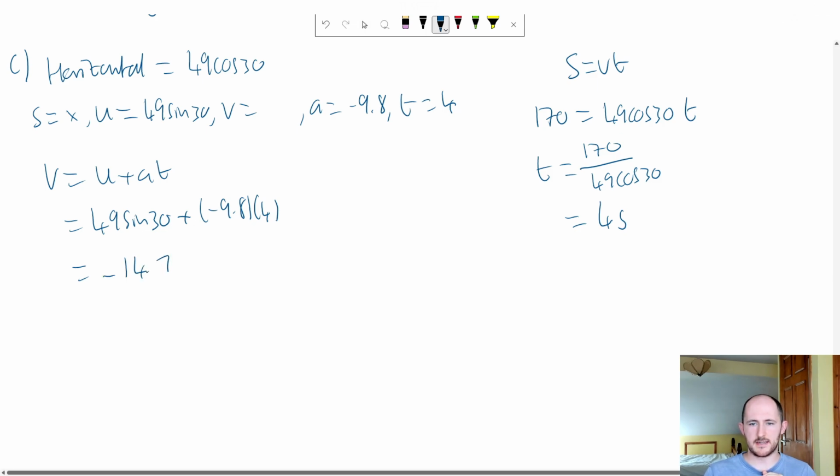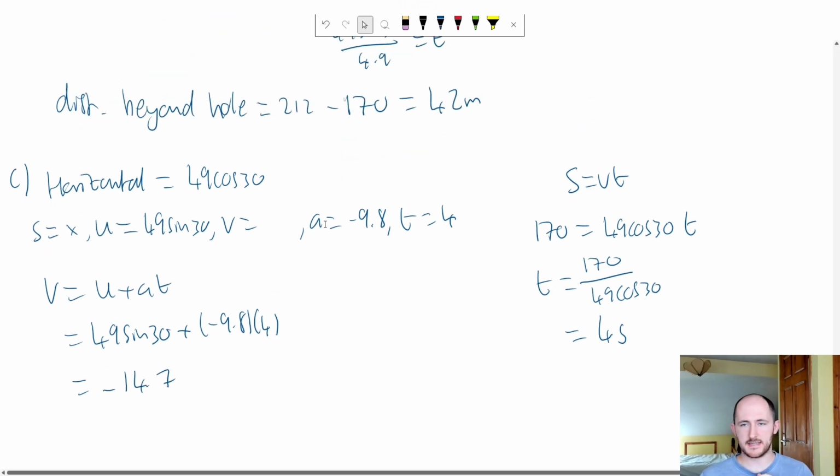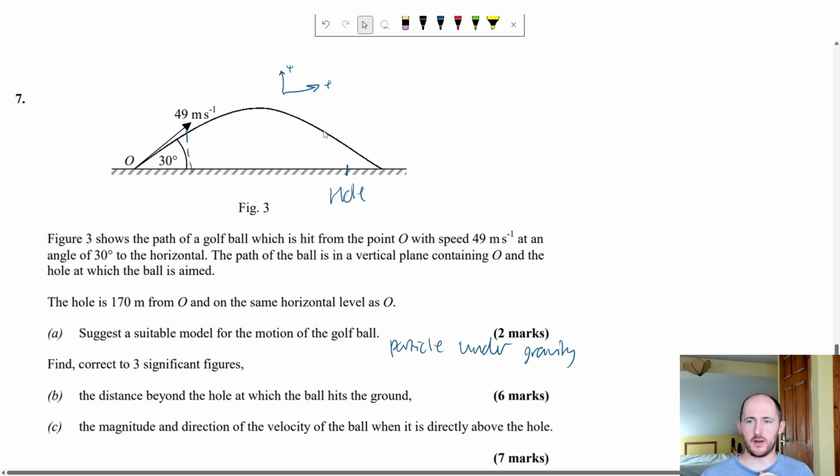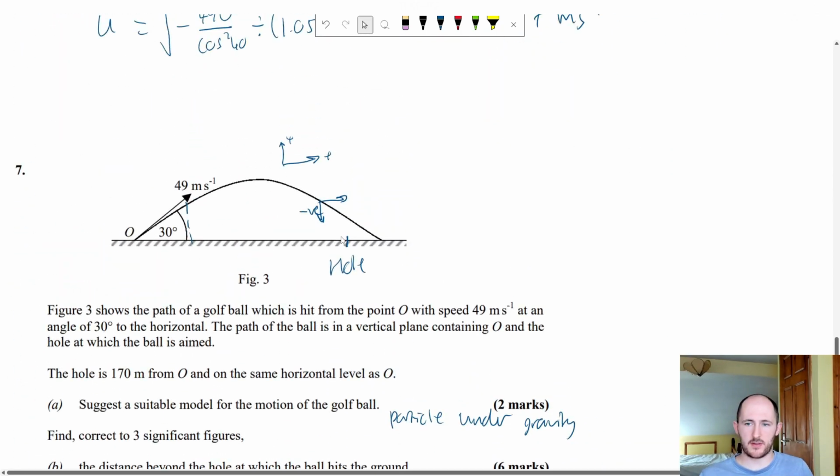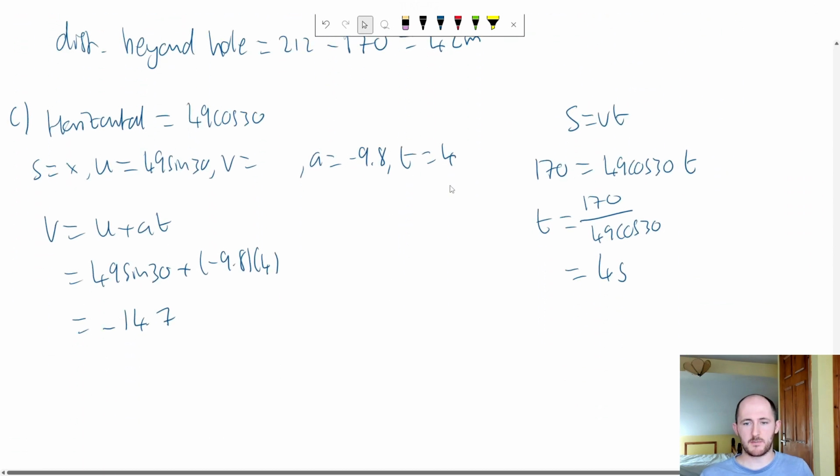Well, why is it negative? The reason why it's negative is because at that point, the ball is dropping downwards and going to the right. So this part is negative because we took upwards as positive, but now the ball's going down, okay? Which is why it's negative, which makes sense, right? If the hole's here, the ball should be dropping down at this point, unless he's overshot it by a massive amount. So that's completely fine.